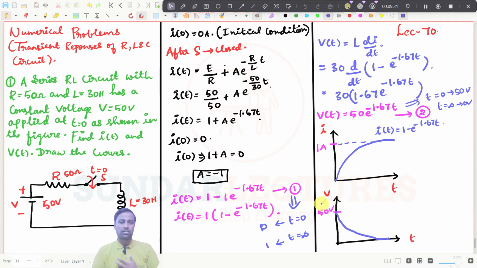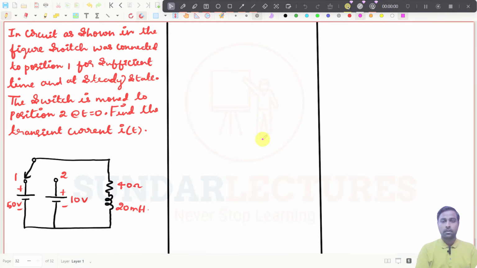So we have already seen these kinds of graphs, but with some numerical examples, it will be very easy to understand, right? So now we will take another problem, the second problem. In the circuit as shown in the figure, the switch was connected to position 1 for sufficient time and at steady state.